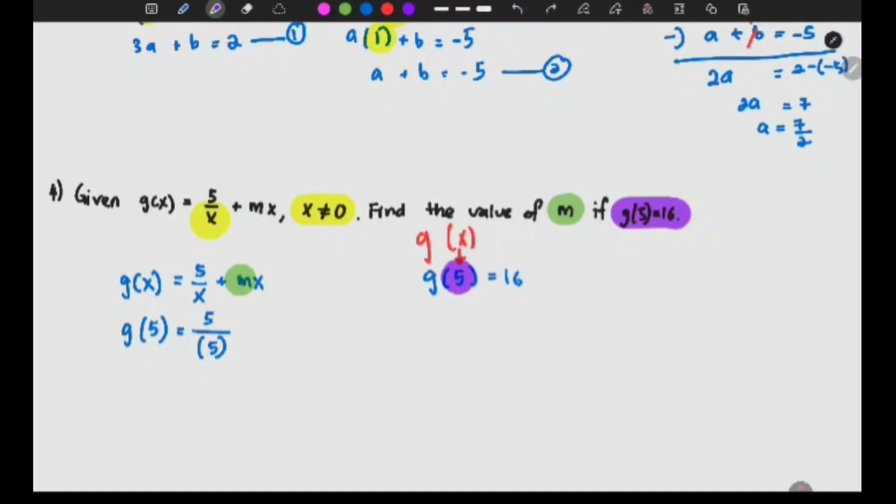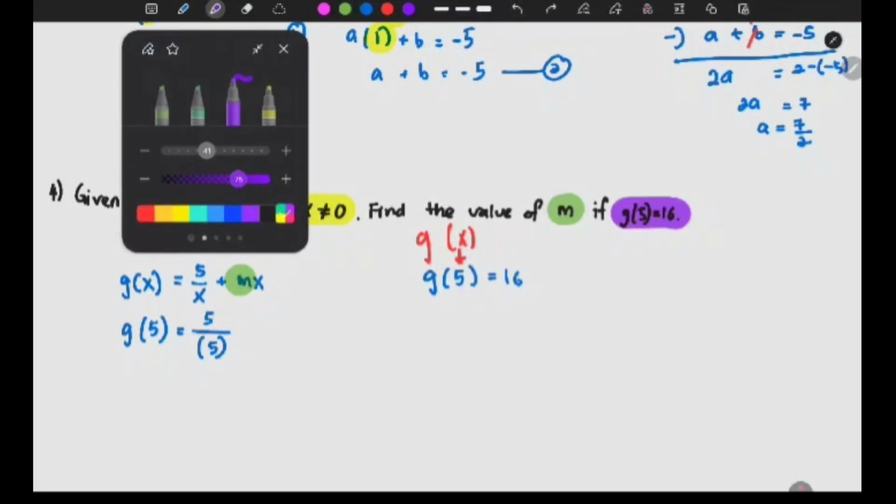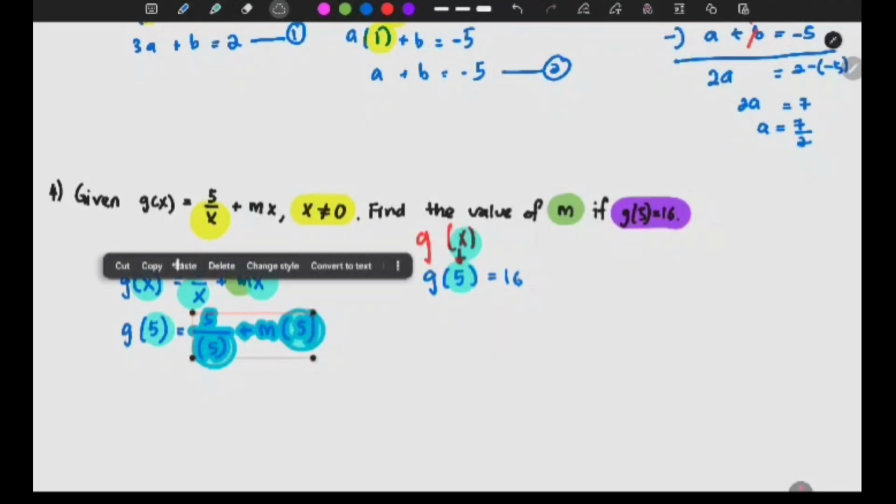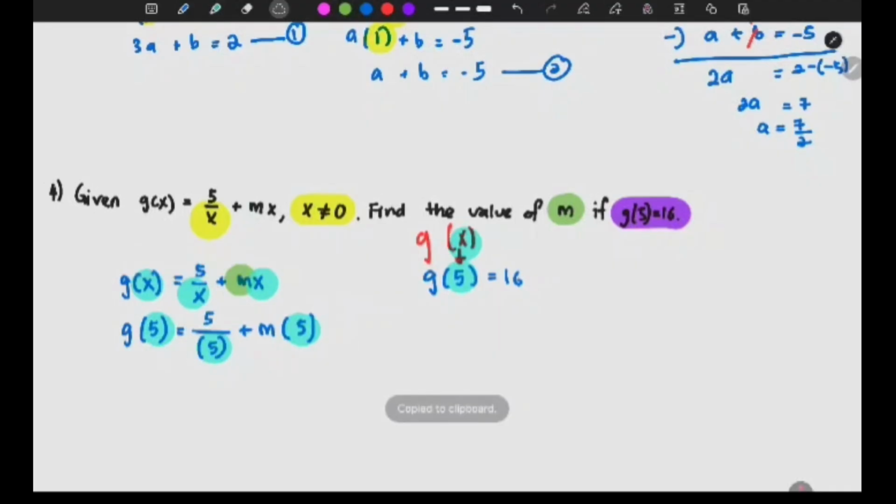So this is what is g(5), isn't it? So now I'm going to write this thing over here. Isn't it the same thing? So I'm just writing the same thing in a different way, and this is equals to 16. It's the same thing, there's no difference. So 5 over 5 is 1, and m times 5 is 5m. This is equals to 16.